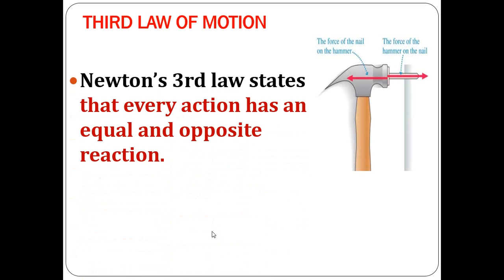Now, Newton's third law of motion. According to Newton's third law, every action has an equal and opposite reaction. Here you can see the picture: the force of the nail on the hammer, the force of the hammer on the nail. So when there is an action, it has an equal and opposite reaction from the opposite side.